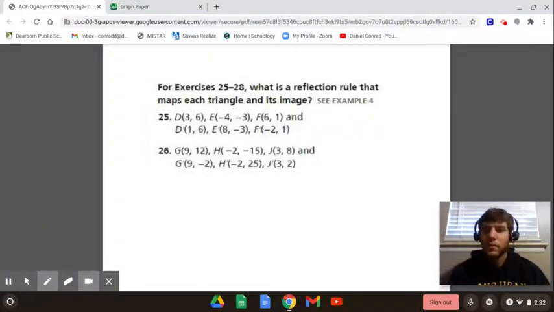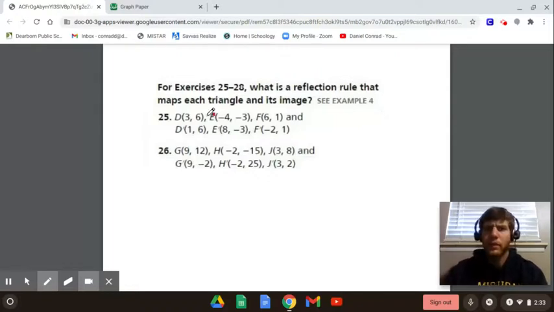Okay, this is the type of question that we didn't get to in class. It's related to example 4 from the lesson. Basically what it's asking us is to write the reflection rule that maps each triangle onto its image. I don't like how it's worded here. You're really not finding the rule. You're simply finding the line that it's being reflected over. So it's really not the same as finding a rule. You're just finding the line. What line is being reflected over?